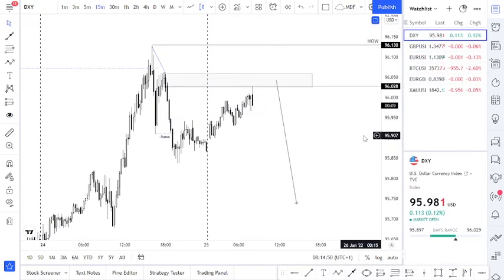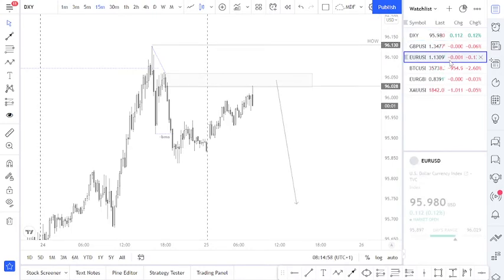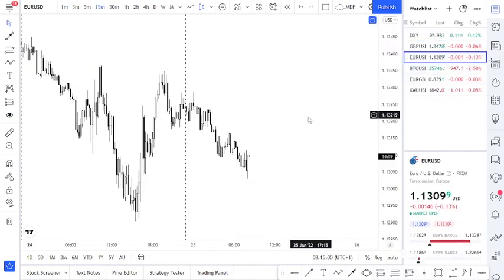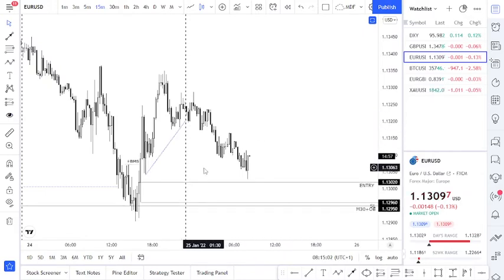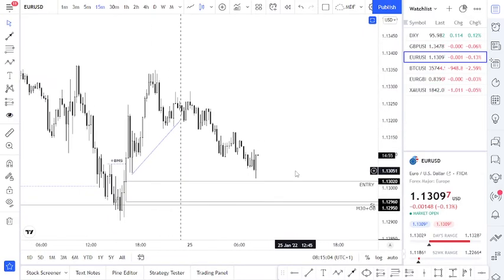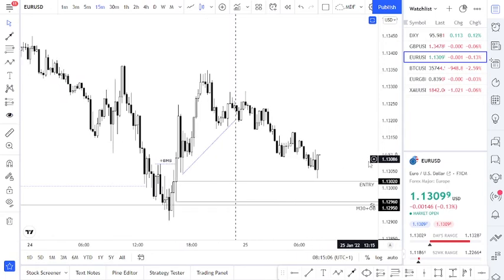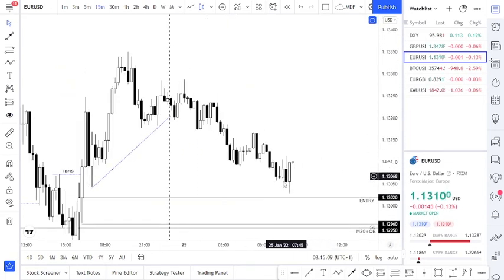You guys could see DXY has already rejected on our zone. I think Euro USD has missed my entry by some pips. So you guys see, my entry has been missed by some people. But I think this is still a good opportunity to buy. This has engulfed, so it's a good opportunity to buy now.